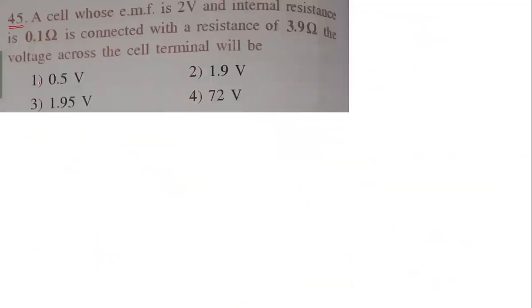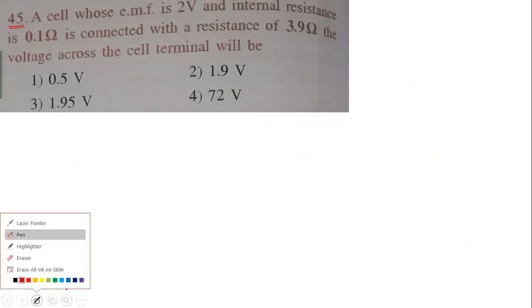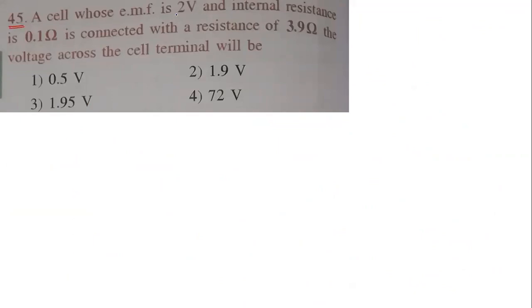Question number 45. A cell whose EMF is 2 volt and internal resistance 0.1 ohm is connected with a resistor of resistance 3.9 ohm. And the voltage across the cell terminal is what? Now it is like a simple diagram. There is an external resistor of 3.9 ohm connected to a cell of 2 volt and 0.1 ohm. Connected like this, there is a flow of current, let's say I.